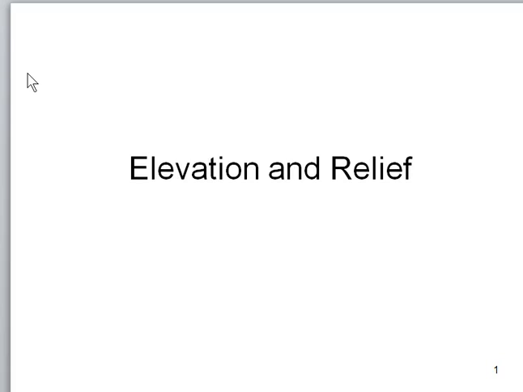So as we look at specific landforms for the rest of the term, we're going to use topographic maps to evaluate the type of landform, the movement that's happening, and use that as part of our analysis.